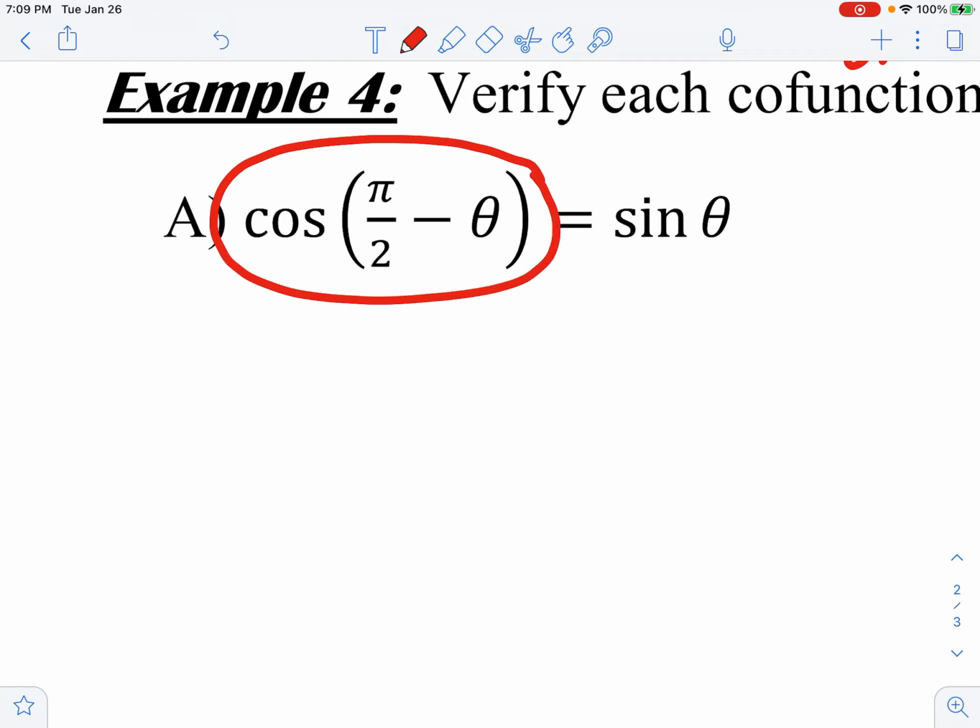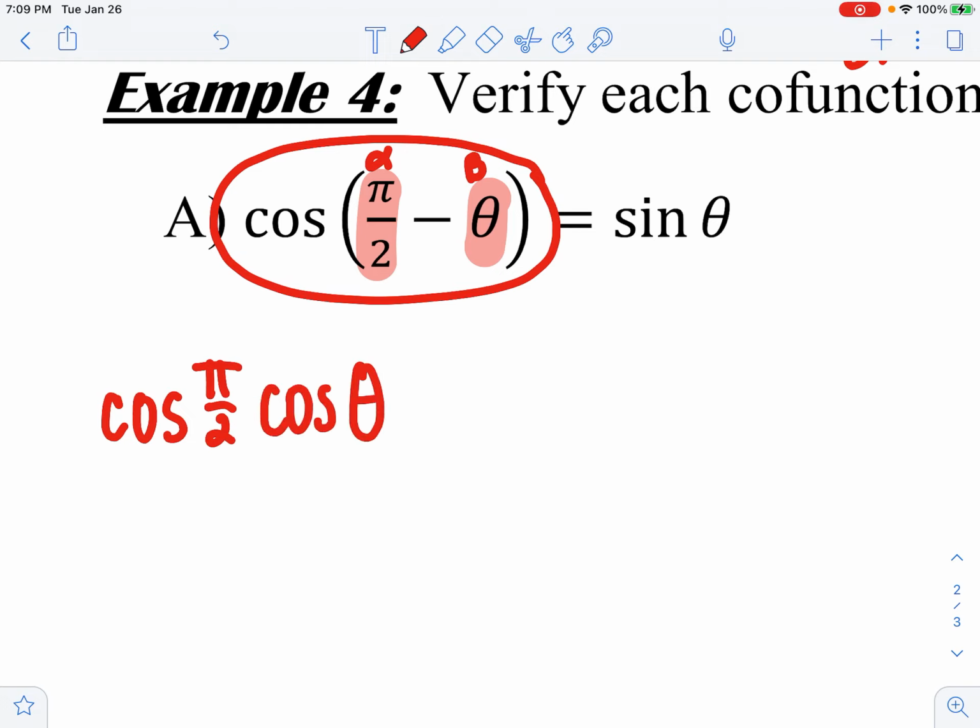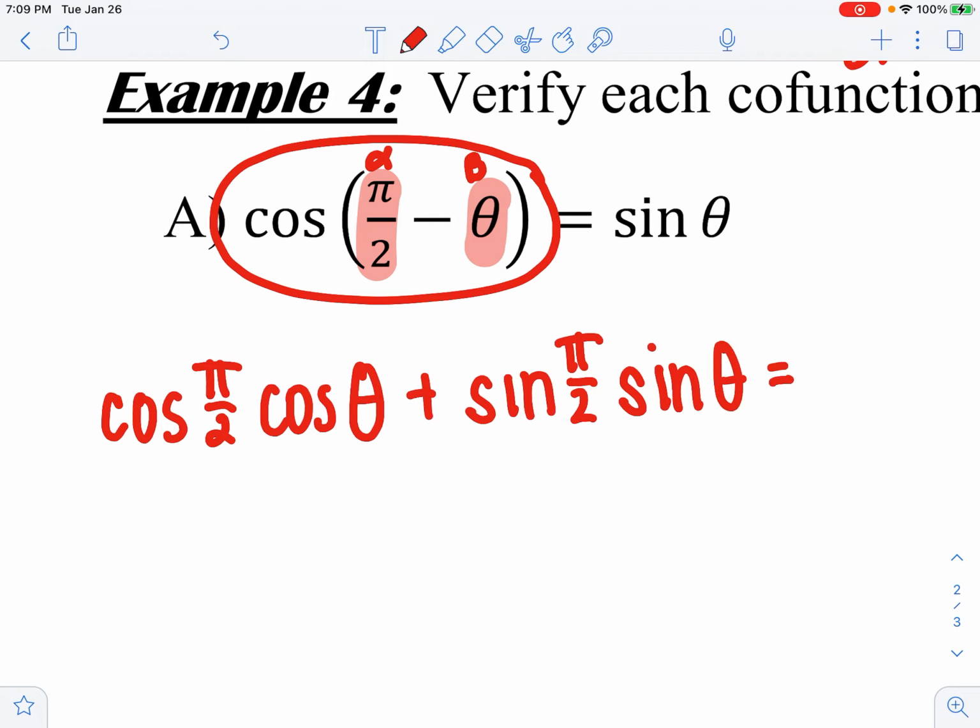So we're going to circle the more complicated side, which is this. Now realize this is an angle. Let me highlight it. This is an angle, and this is an angle. So what we're going to do is call this alpha and call this beta. So really, it's cosine of alpha minus beta. So we're going to use our cosine difference formula, which goes cosine, cosine. So cosine of alpha, cosine of beta, change the sign, and then sine, sine. Sine of alpha, sine of beta.